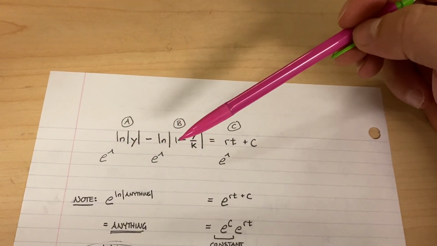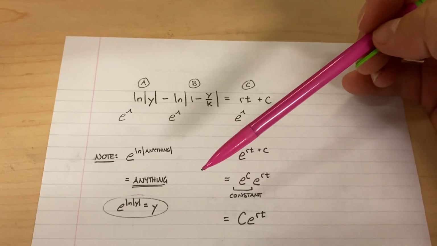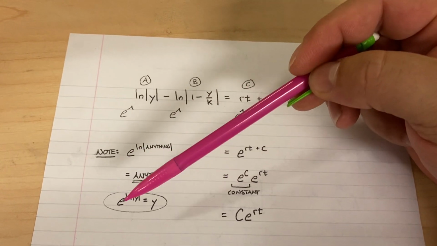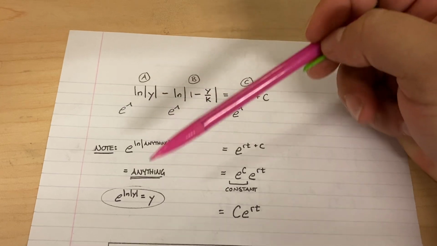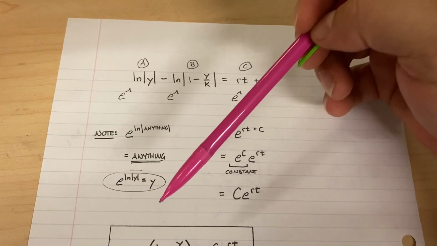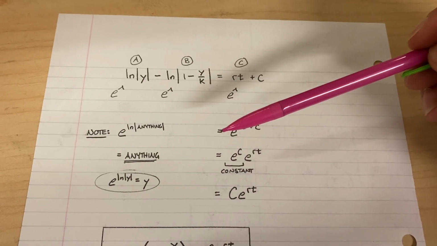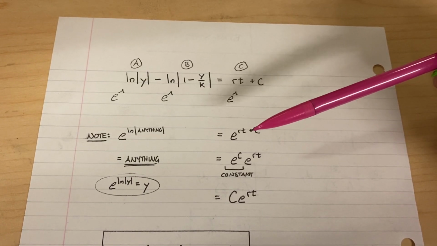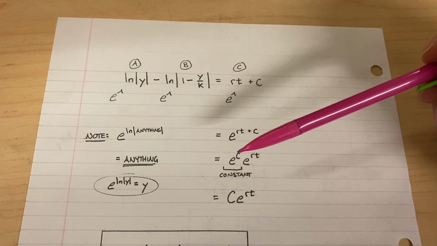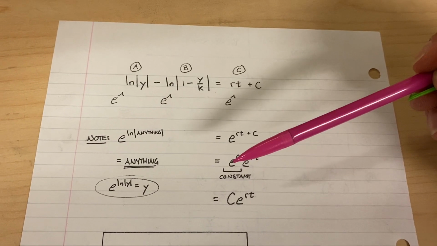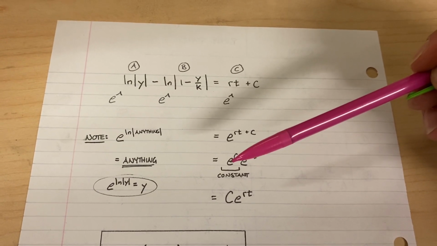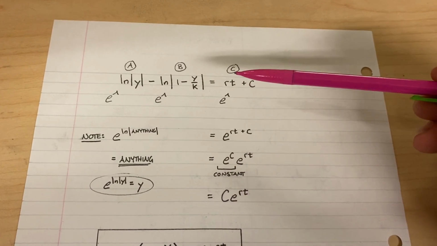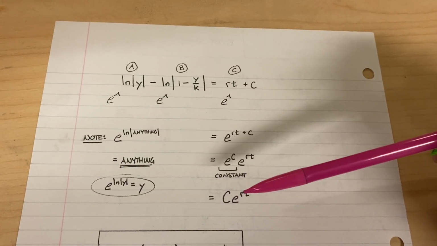When we raise each of our components to the natural exponent of e, we get to use that fun rule where we say e to the ln of anything is just equal to anything. So when we raise e to the ln of y for component A, it's just equal to y. That's all going to be coming across to this other exponent rule here on the right side where we have e to the rt plus c. E to the rt plus c is the same as saying e to the c times e to the rt. And since e to the c is just going to be a constant because this e is a constant and our c is a constant, we can just pull it out and call it big C. So we'll call the entire right side of this equation big C times e to the rt.